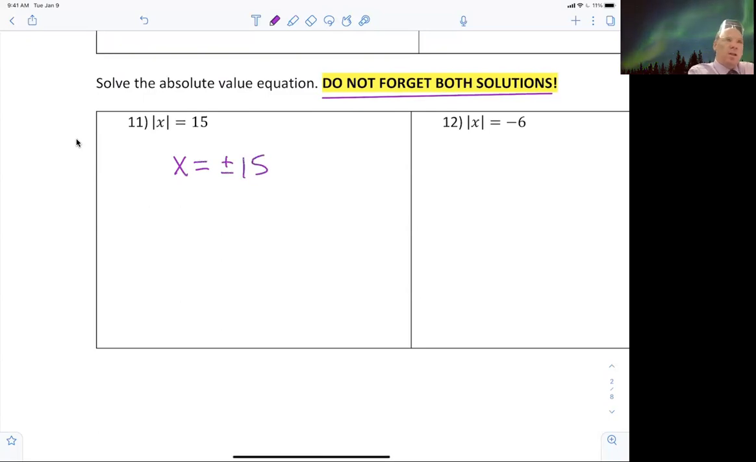And if we briefly look over at 12, we can just say no solution. So highlight why it's no solution: because an absolute value can't be negative. Distance is absolute value. Distance cannot be negative. Everybody good? All right, here we go.